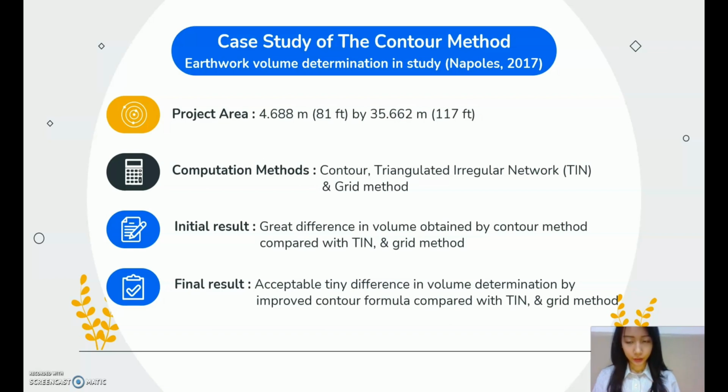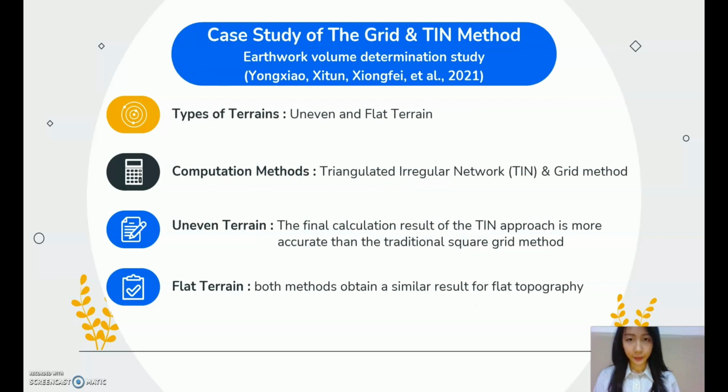So in the initial result, the contour method obtained great difference in volume determination compared with the TIN and grid method. However, with the improved contour formula, it achieved the acceptable tiny difference in volume compared with the TIN and grid method. For the second case study, it involved the grid method and the triangular irregular network TIN method.